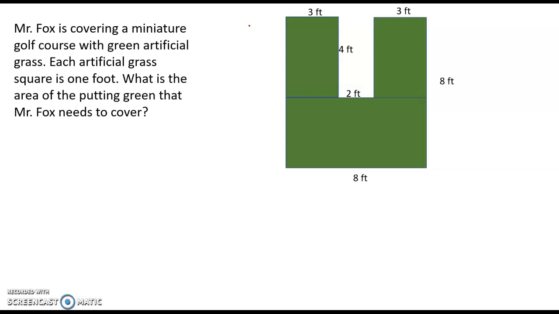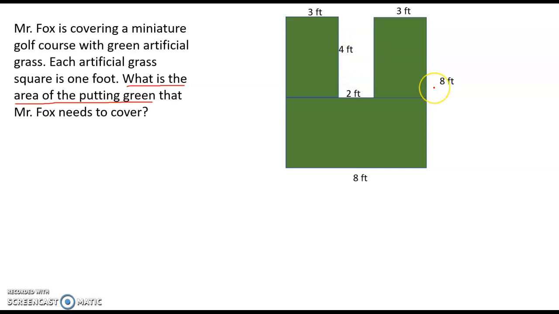What is this problem asking us to find? The problem's asking us to find the area of the putting green. What information is going to help us solve this? You probably noticed the information that's going to help us solve it is not actually in the word problem. It's over here in the picture. And we can see all the measurements of the different parts of this irregular shape.